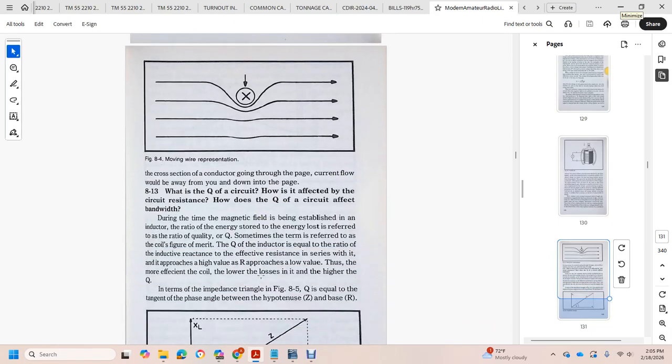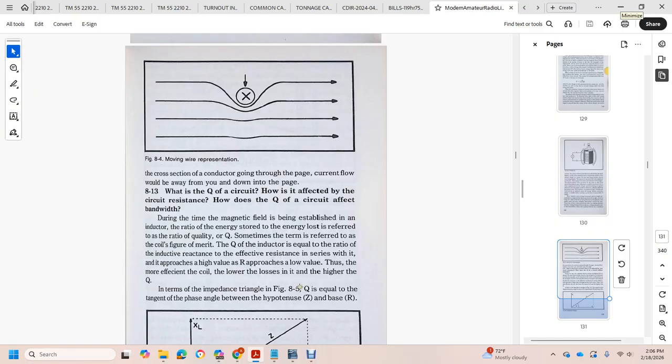The figure of merit of a circuit depends on the effective resistance, the bandwidth, the type of magnetic field, and the line of flux, and the energy loss for the ratio is Q, sometimes referred to as the coil figure of merit. The merit of the inductor is equal to the ratio of the inductive reactance to the effective resistance. A high value of resistance gives a low value of Q. The more effective the coil, the lower the loss and the higher the merit.